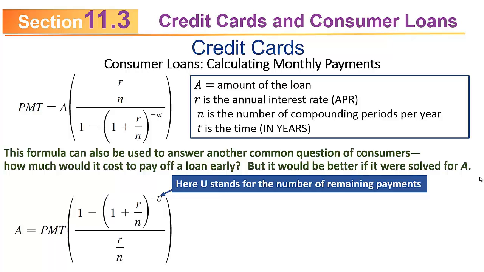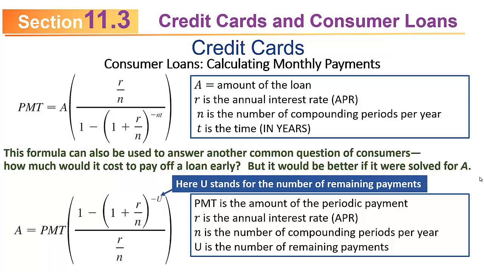So it's the same formula as above, solved for A, except the exponent of that quantity is actually the number of payments remaining, not the entire number of payments over the course of the whole loan. But everything else is the same. The PMT is the amount of the periodic payment. Little r is the annual interest rate, the APR. N is the number of compounding periods per year. Capital U now is the new thing we've introduced. It's the number of payments remaining.